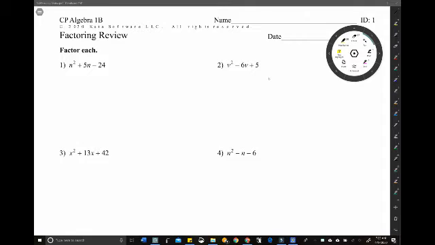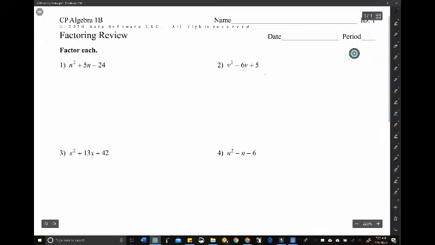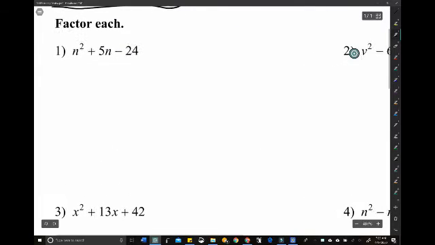Hello there, CP Algebra 1B, and for today we have a brief factoring review. The next lesson that we get into is going to depend on your factoring skills, so it's never a bad idea to get more practice factoring.